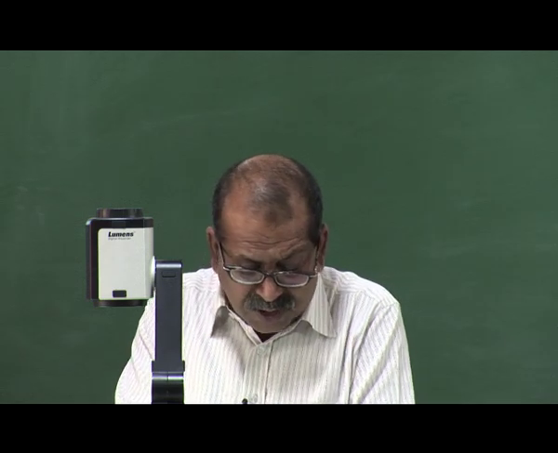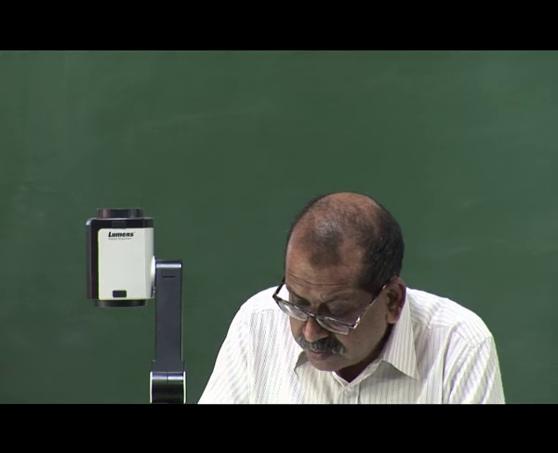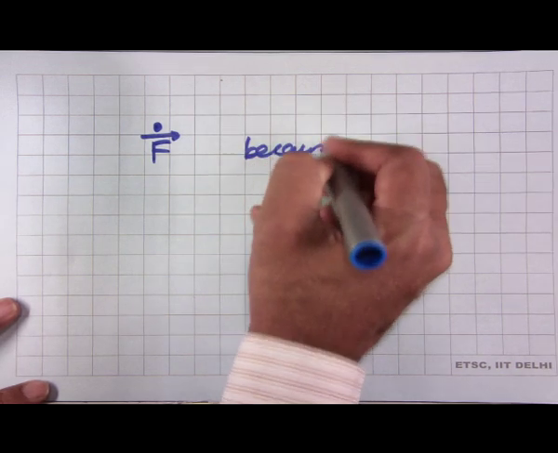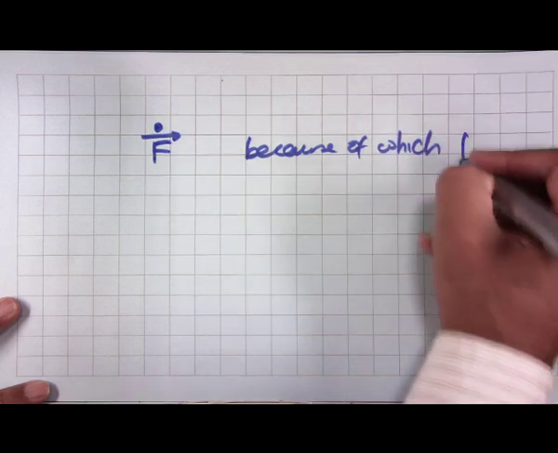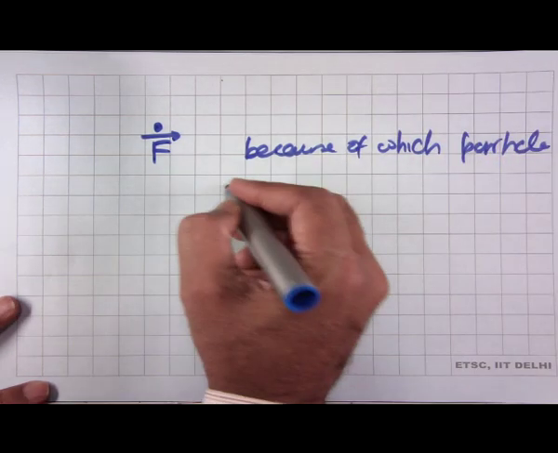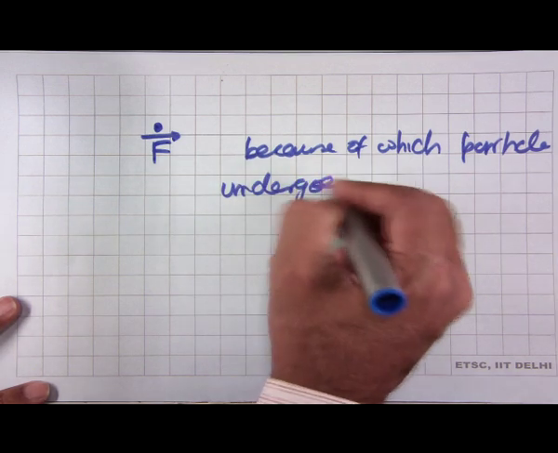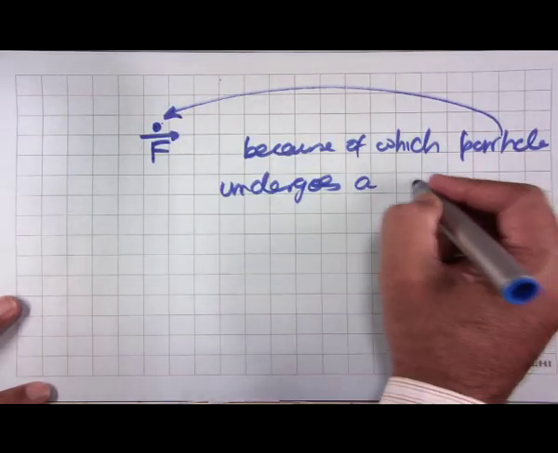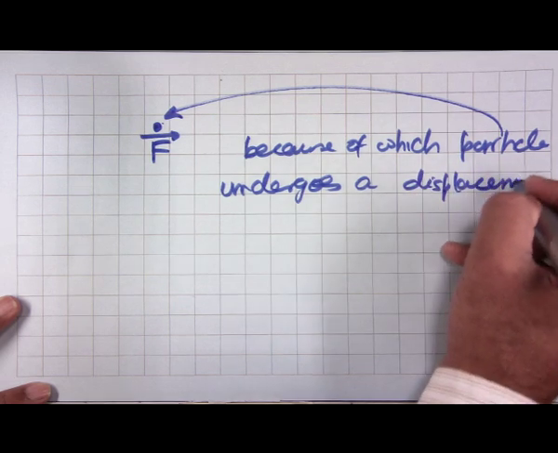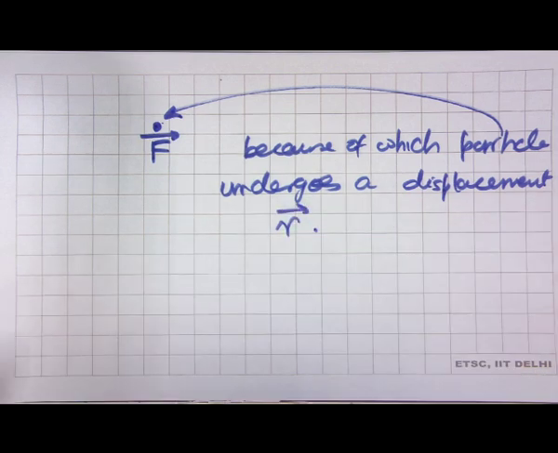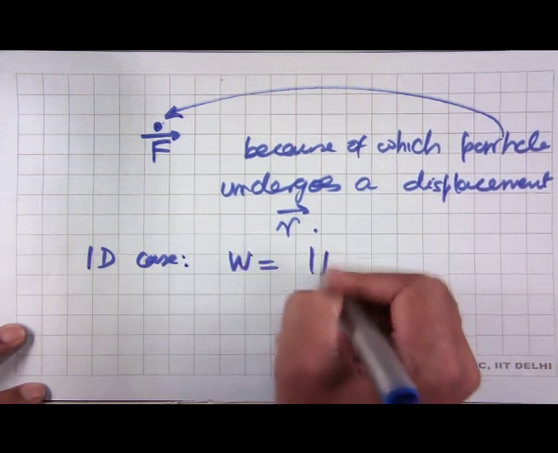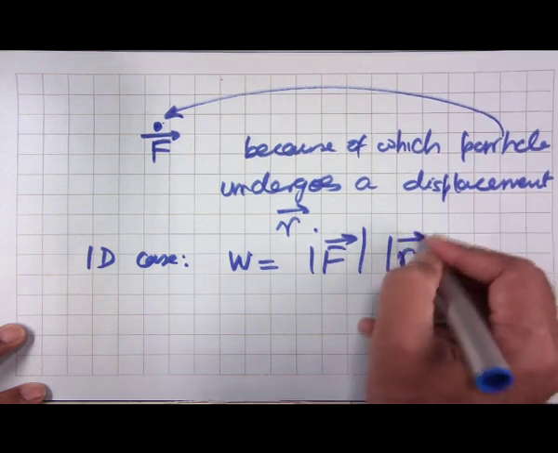Now, let us talk in terms of vectors. We have a force F which is acting, because of which the particle, which I am showing as a dot, undergoes a displacement R. Therefore, for the 1D case, work done will be equal to magnitude of F times magnitude of R.